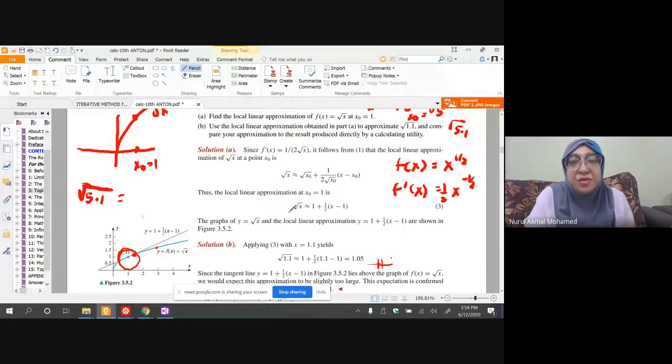For square root of 5.1, you have to take your x naught to be equal to 5. You cannot take x naught equal to 1. So here you have this original equation. You substitute 5 here, and then you get another equation, and then you substitute 5.1. Okay, so that is how you do it. I give you 5 minutes.